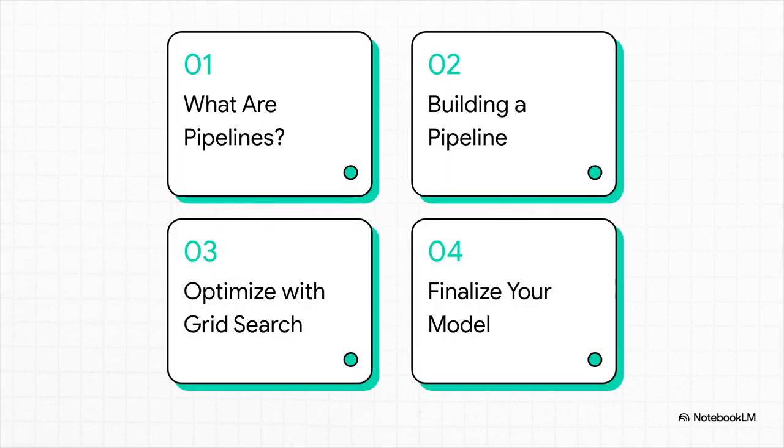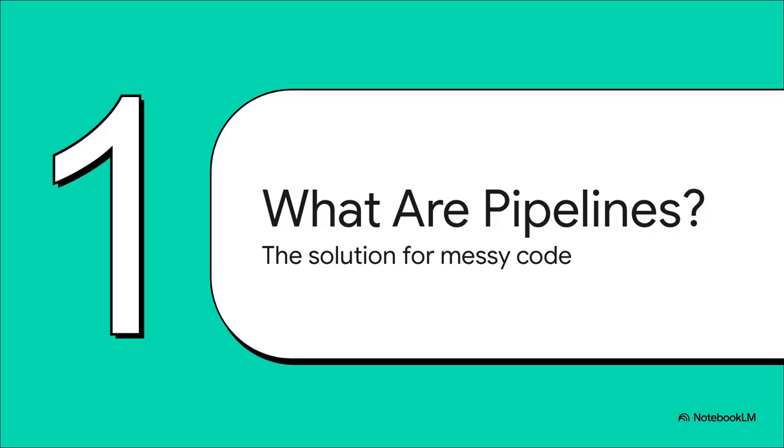Okay, so here's our game plan for today. First, we'll go from mess to masterpiece. We'll break down what modeling pipelines actually are. Then we'll get our hands dirty and build one. After that, we'll look at optimizing it with grid search. And finally, we'll lock in our best model. It's basically the blueprint for taking that notebook prototype and turning it into a pro-level asset. So let's start with part one.